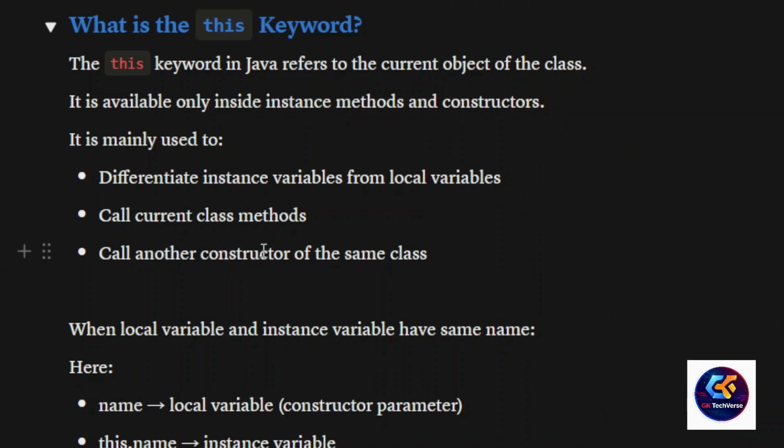This keyword. This keyword in Java refers to the current object of the class. It is available only inside instance methods and constructors. It is mainly used to differentiate instance variables from local variables, call current class methods, and call another constructor of the same class.